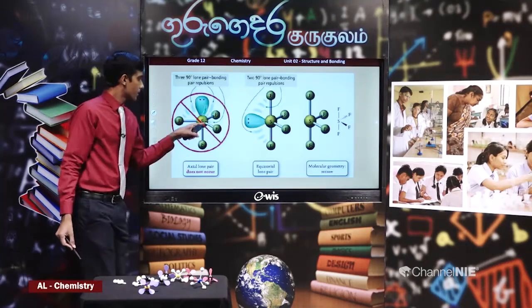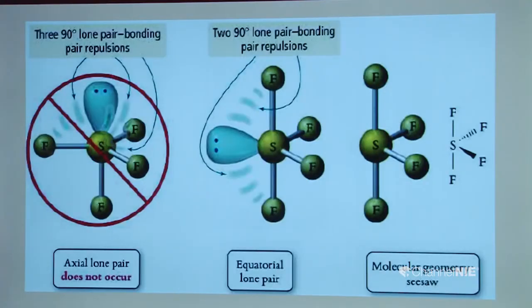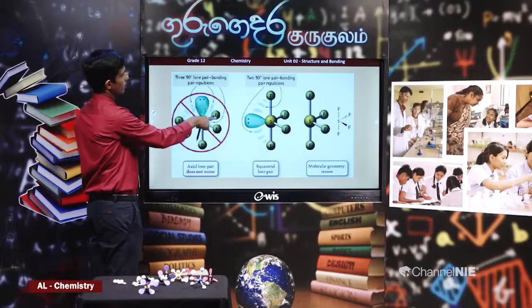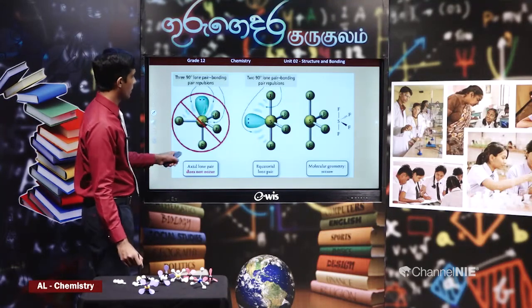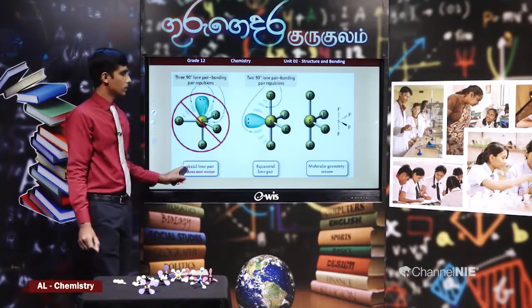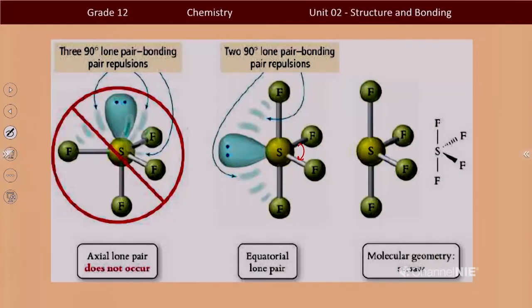When one lone pair is there, that lone pair, as I have already explained, cannot exist like this. When the lone pair is axial, there are 90-degree lone pair–bonding pair repulsions, so that is not stable. Therefore, this is not the one which exists. Axial lone pair arrangements will not occur. Equatorial lone pair arrangements will occur.